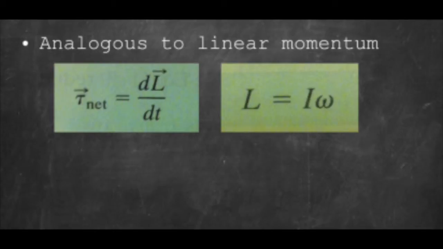And so angular momentum is especially important because it involves momentum of a rotating rigid body around a fixed axis and is also conserved unless an external torque acts on it.